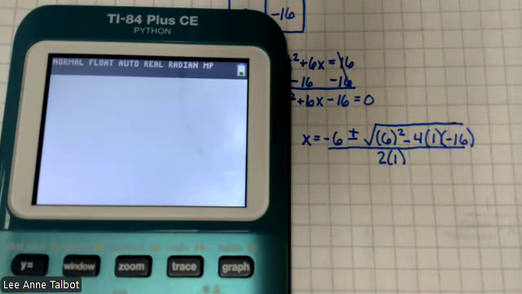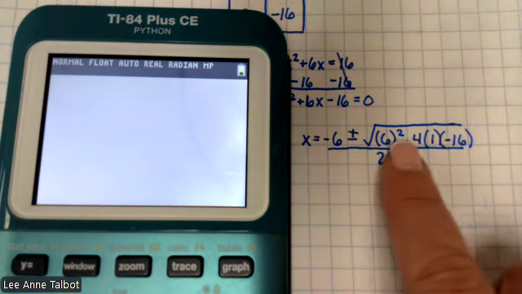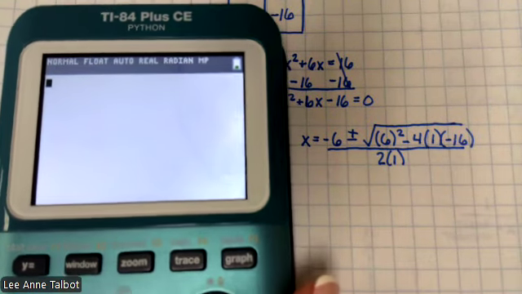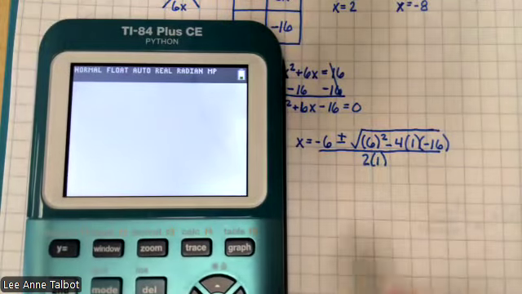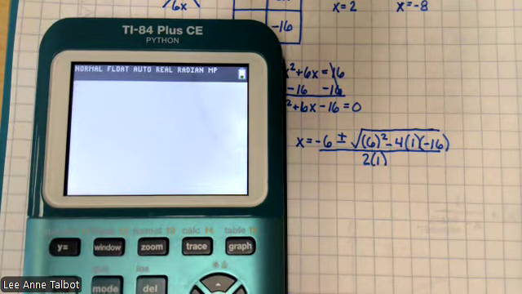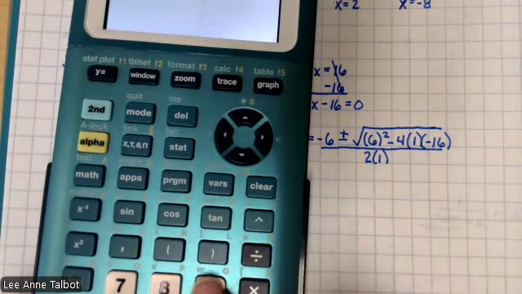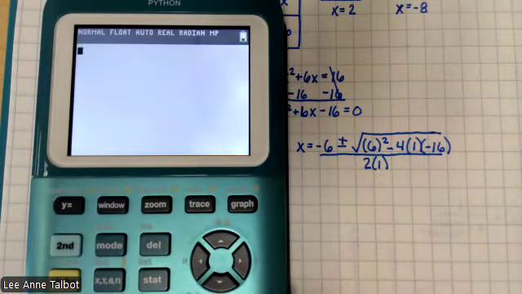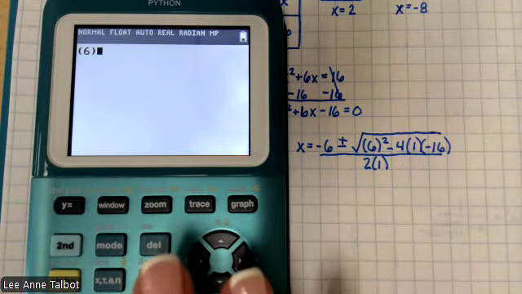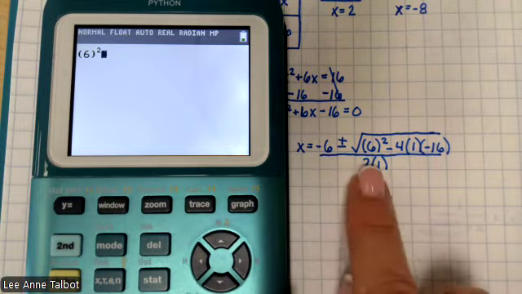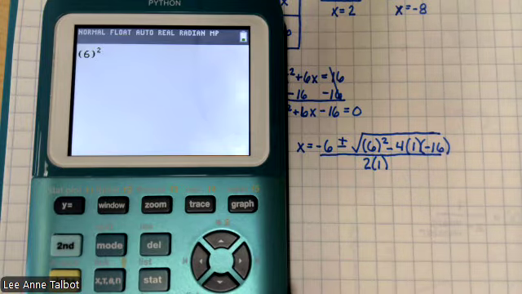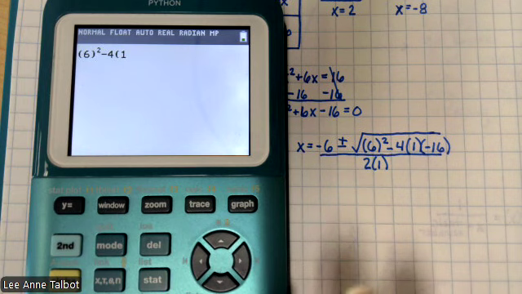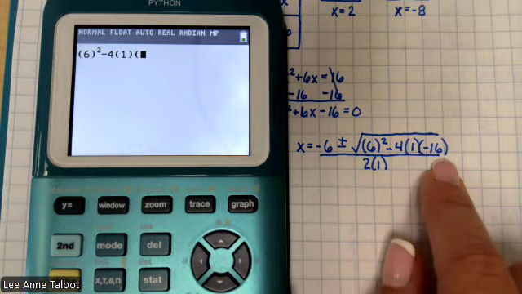Okay, and what I want to do is I want to type in the part underneath the square root exactly how it looks. But the graphing calculator's got one quirk I want to make sure we talk about. So I'm actually going to type the parentheses. The parentheses are above the 8 and above the 9. So parenthesis 6 squared. You guys see what I'm typing? Just the stuff under the square root. So 6 squared minus 4 times 1 times, and I need to put negative 16.